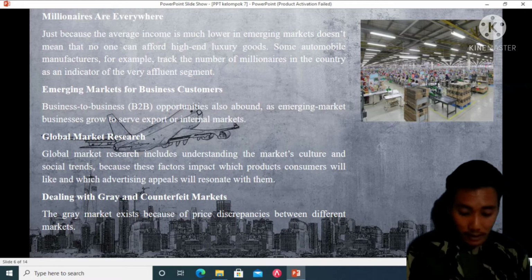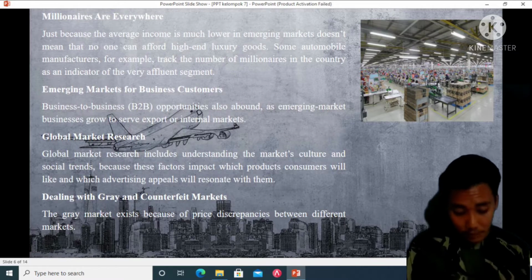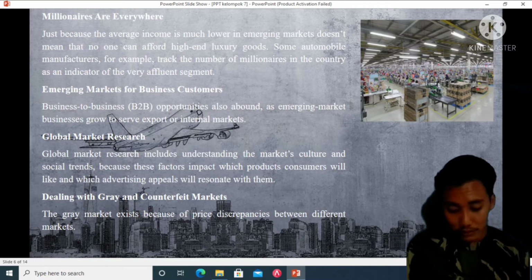Next, emerging markets for business customers. Business to business, B2B, opportunities abound as emerging market businesses grow to serve export or internal markets.